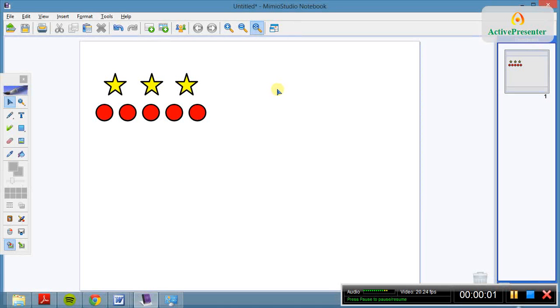So if you will remember from last time, in our last little video, we were looking at ways to represent things using numbers, and we had 3 yellow stars and 5 red circles, and we wanted a way to represent those using numbers. So we said that we could say we have 3 stars to 5 circles, and we could write that as a ratio. That's called a ratio when we write it that way.